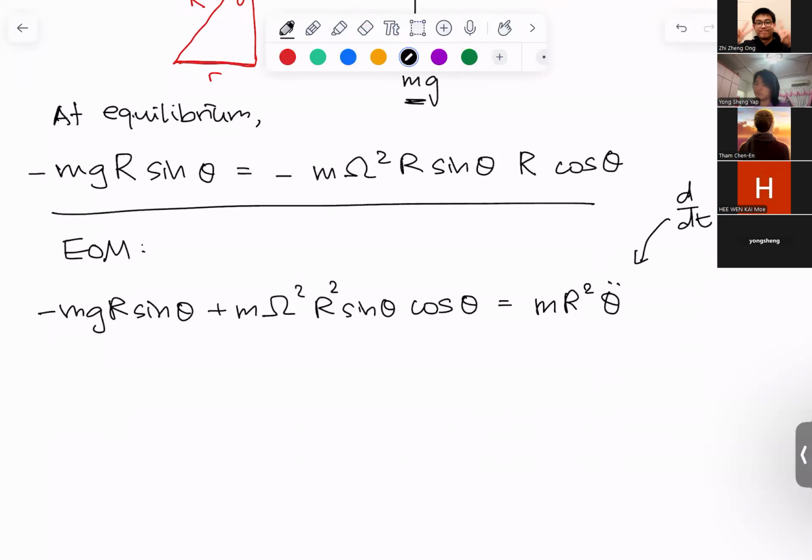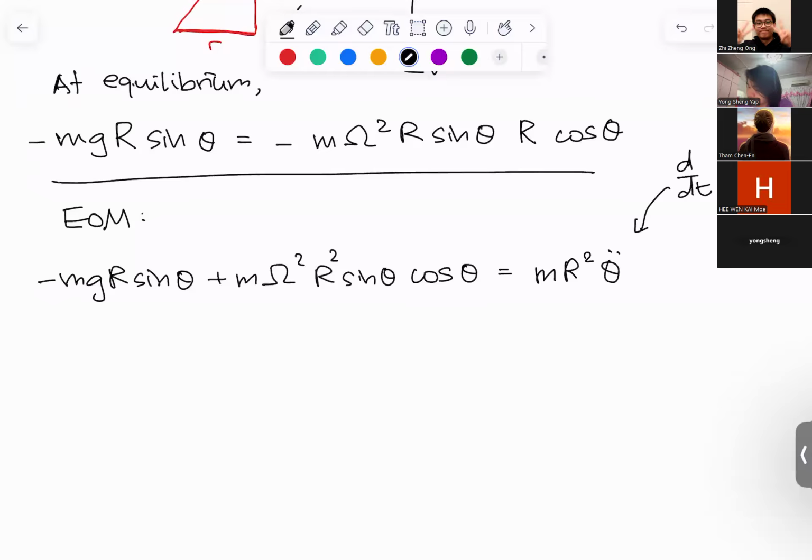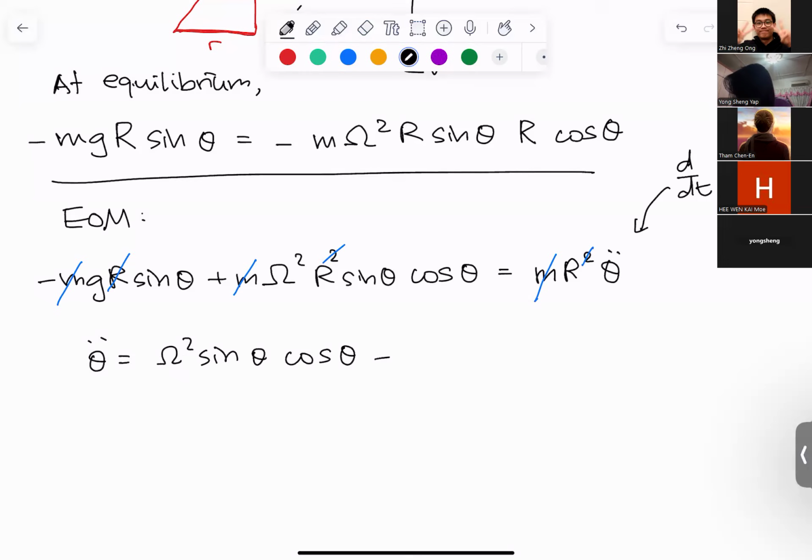first of all, let's try to find the equilibrium point, all right? So we can do some simplifications. We can cancel some factors of m and some factors of r, okay? And then what you get is that theta double dot is equal to, let's divide by another r, omega squared sine theta cosine theta minus g over r of sine theta.